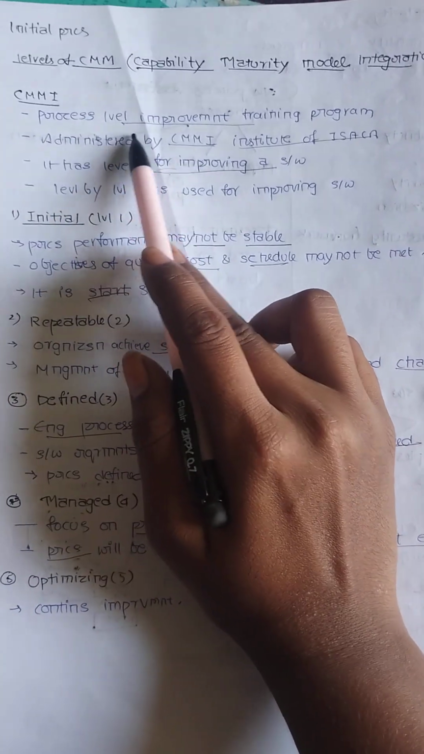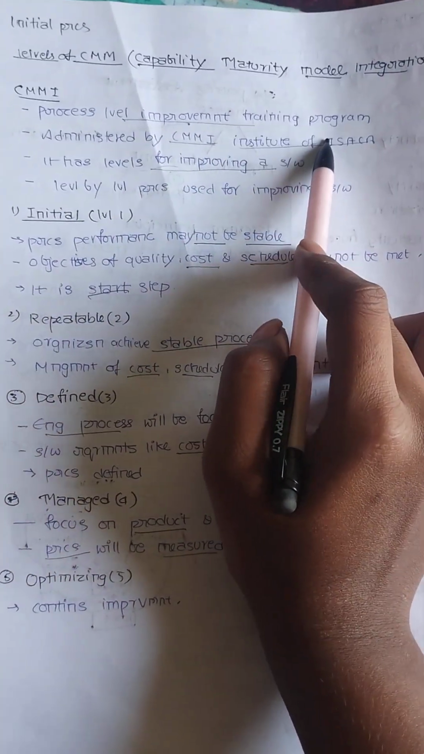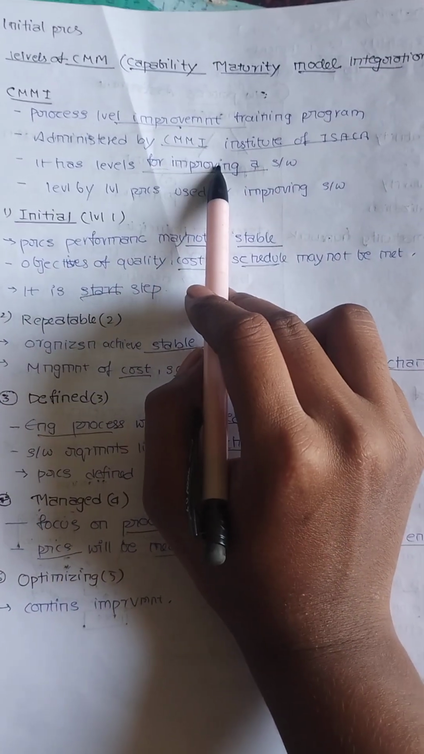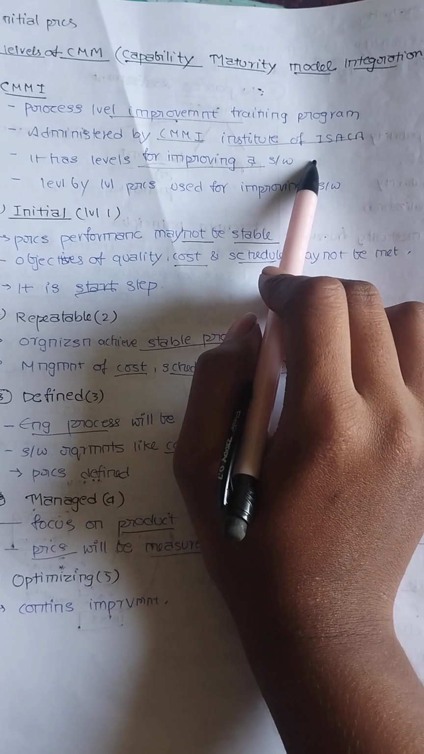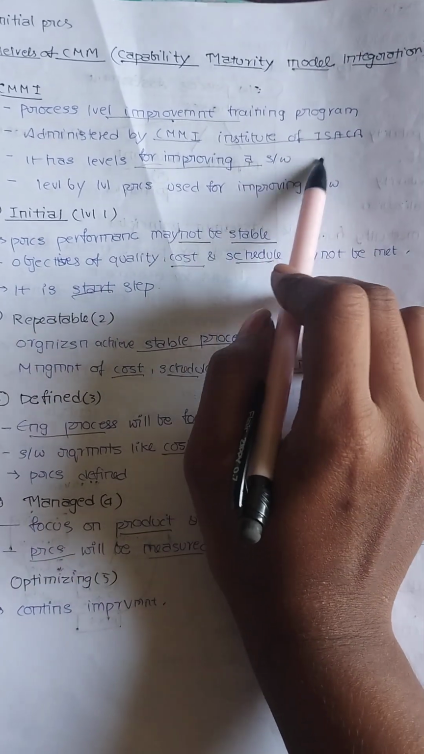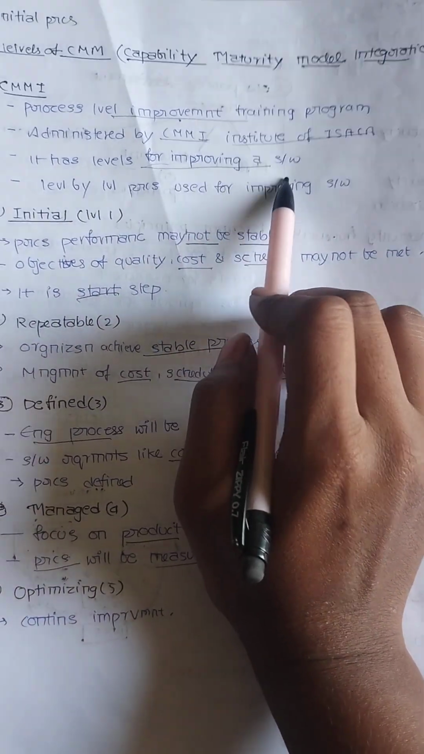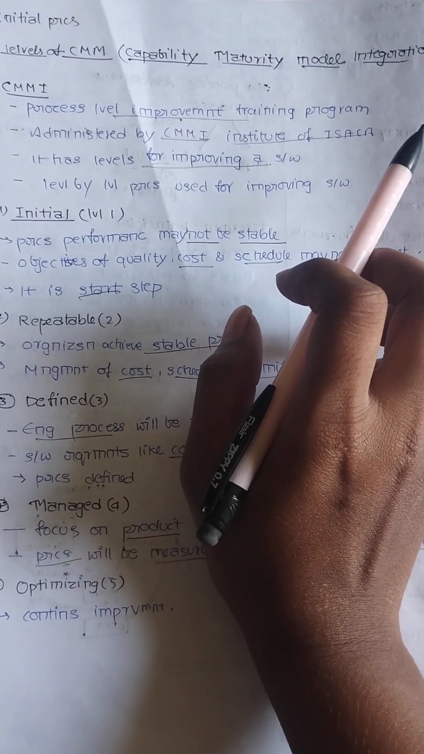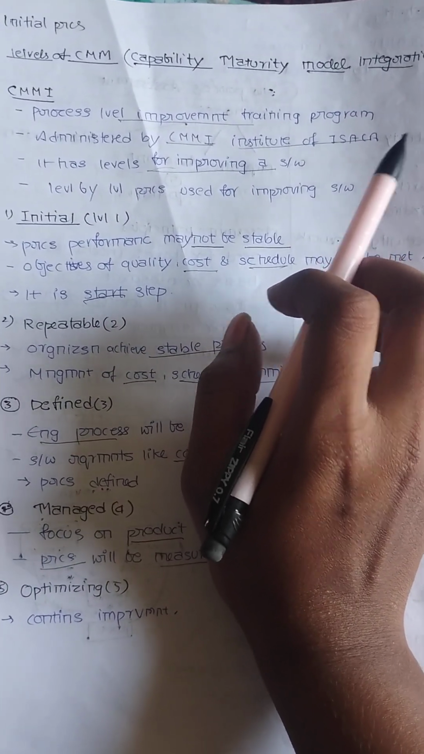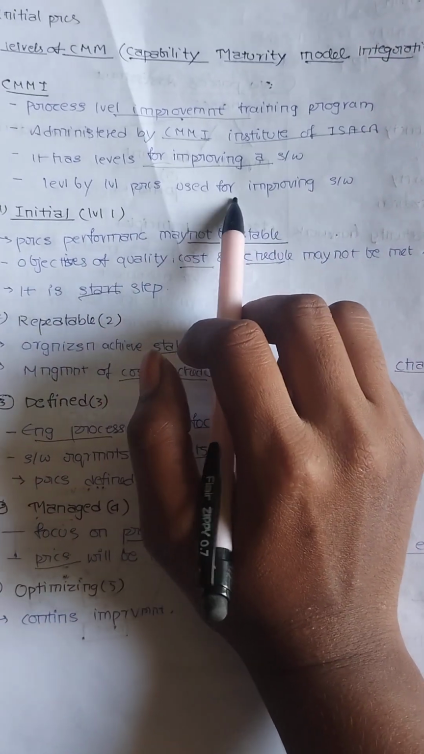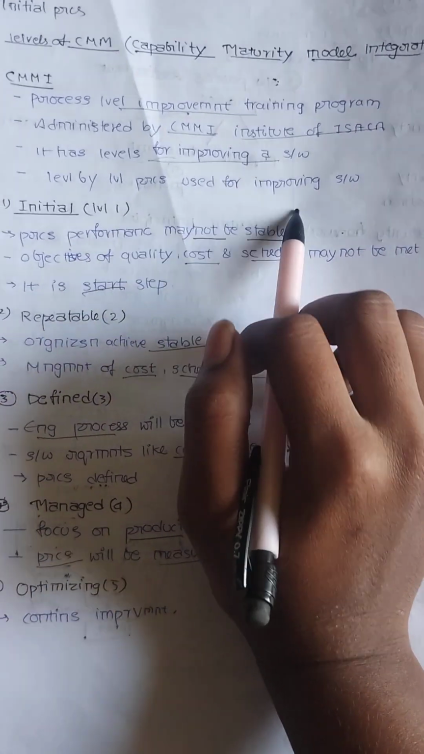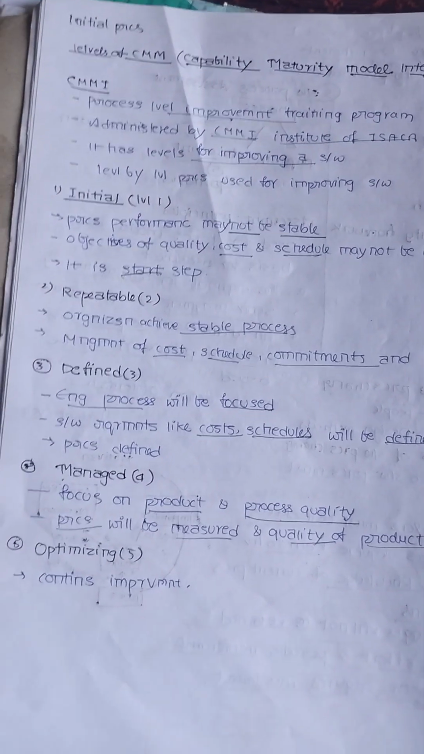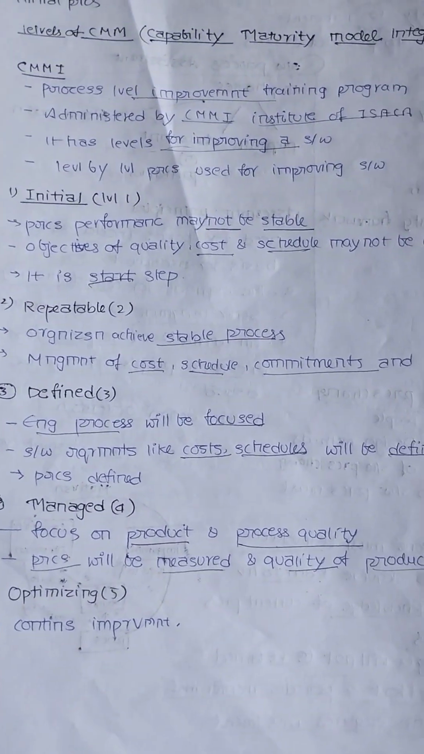It is a process level improvement training program. It is a level by level improvement training program, administered by the CMMI Institute of ISACA. It has levels for implementing and improving software. Literally, it is level by level for improving, and it is training. These are the levels.